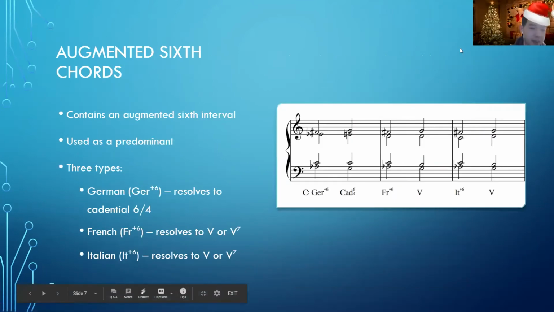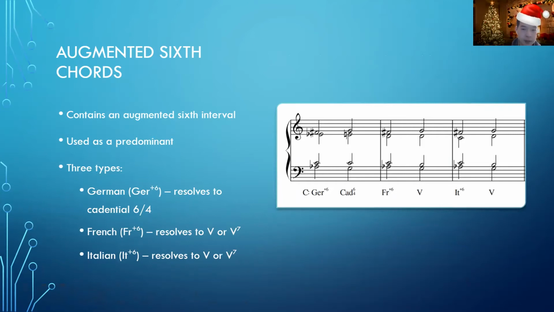So, augmented six chords. Augmented six chords contain an augmented six interval, hence the name. They're used as a predominant, and they can substitute for the 4 or the 2 chord. There are 3 types of augmented six chords.